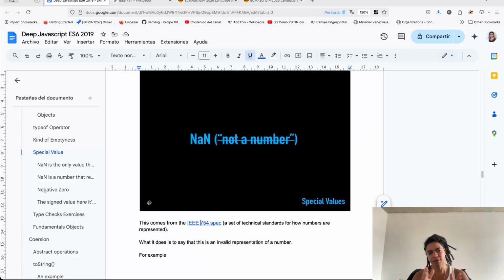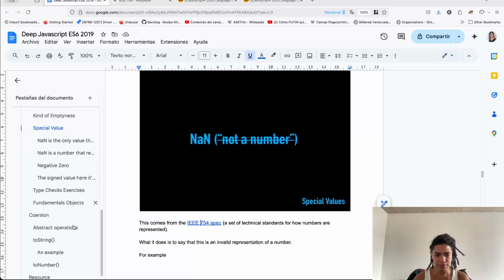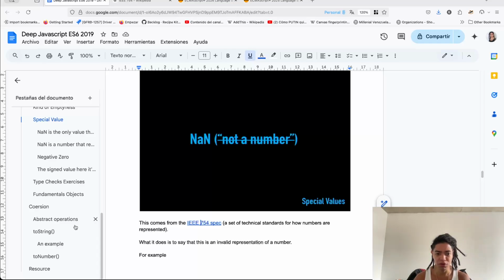So again, in today's video, we're going to look at coercion and some of the abstract operations: ToPrimitive, ToBigInt, ToString, ToNumber, and ToBoolean, to see how all of these different concepts fit together.